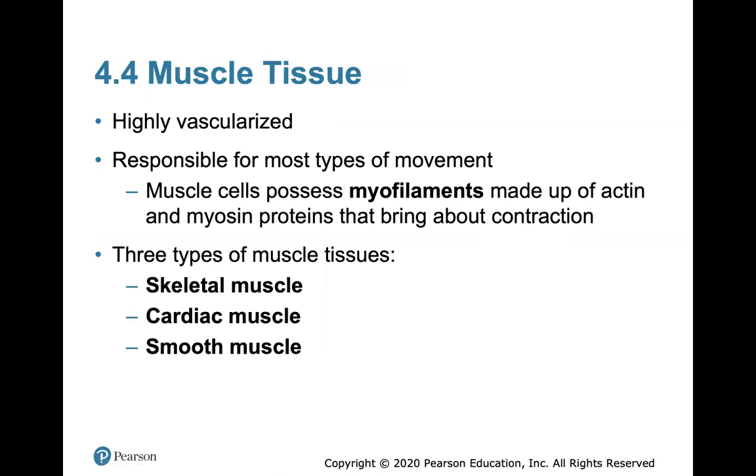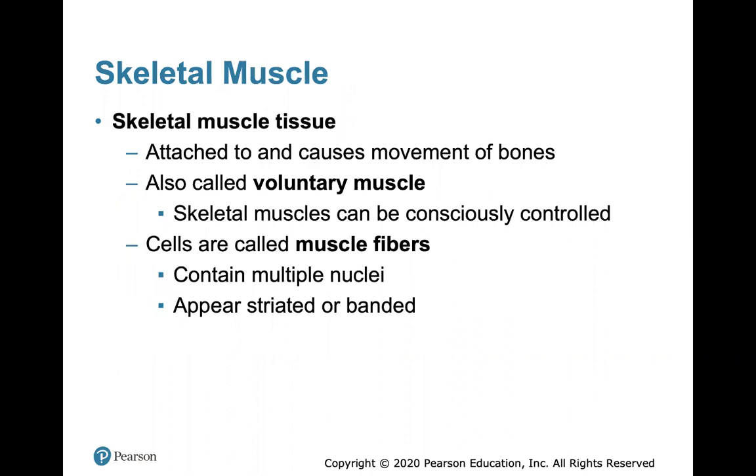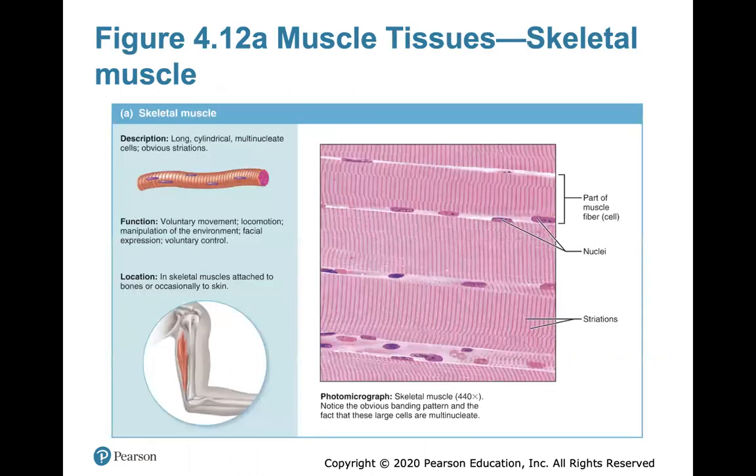Then we get to muscle tissue, highly vascularized. It's responsible for most types of movement. Muscle cells possess myofilaments that are actin and myosin. We're going to talk about how they work to contract your muscles later on. There are 3 types of muscle tissue: skeletal, cardiac, and smooth. Skeletal is voluntary because you consciously control it. Cells are called muscle fibers that contain multiple nuclei, and they appear striated or banded. And skeletal muscle attaches to and causes movement of bones.